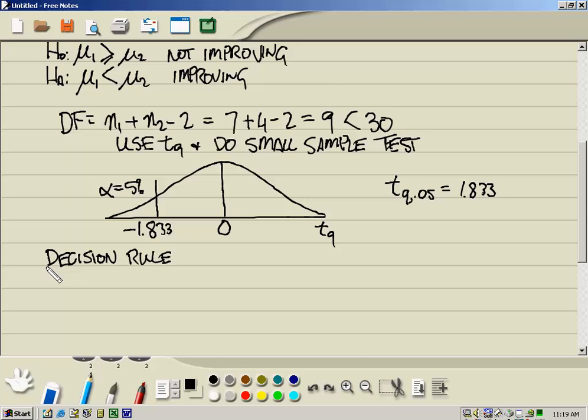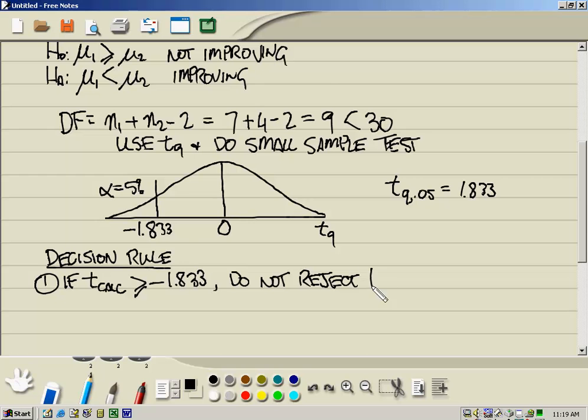Decision rule. If t-calc is greater than or equal to the negative 1.833, null is possible. Do not reject the null. It is possible the grades are not improving.